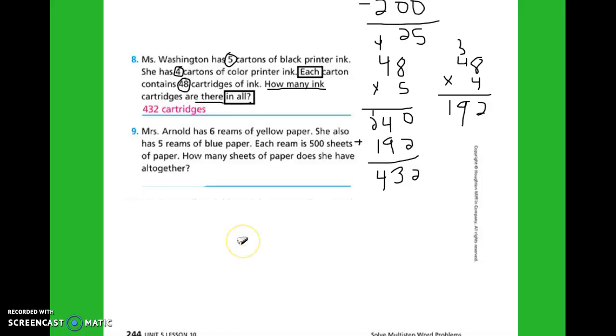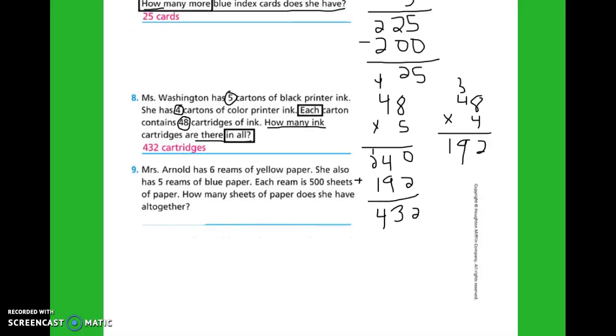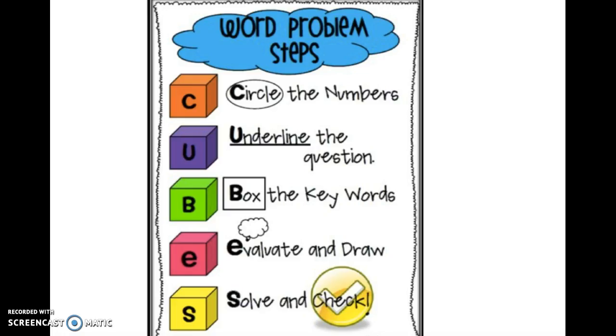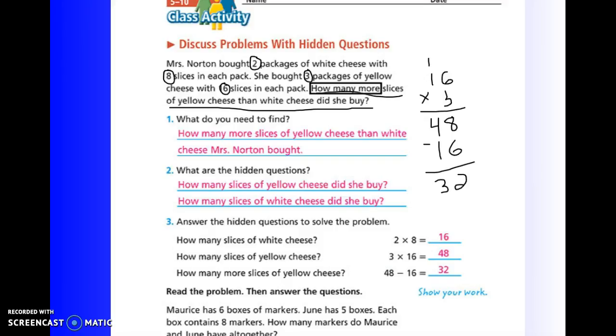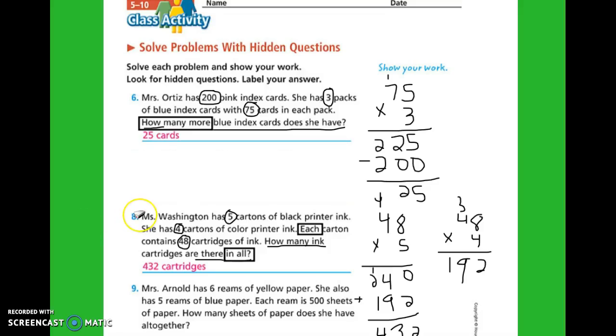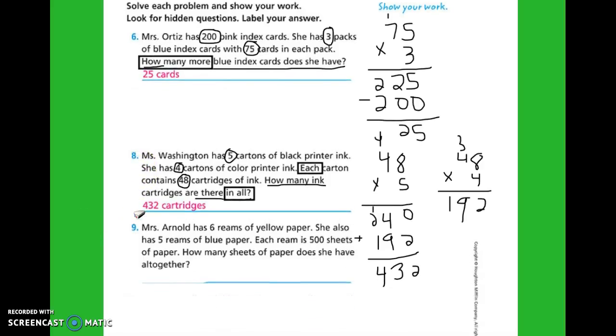So today we talked about the different steps we can use to solve word problems. We also talked about keywords to solving word problems. We figured out how to figure out the hidden question. And then we went ahead and practiced solving some word problems on our own. So let's go ahead and you can keep practicing with your remembering and homework page.